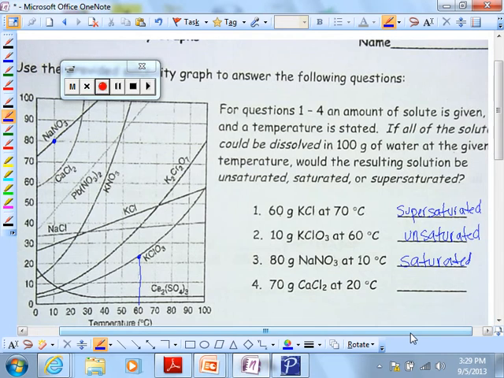All right, back to 4, we're looking at calcium chloride at 20 degrees Celsius. So 20 degrees up to calcium chloride. It's approximately 70, and we're trying to dissolve 70, so our solution will be saturated. That means that all of that 70 should dissolve, but if we put 70.2, we're going to start to see some fall out of the solution and be a solid in the bottom of the container.